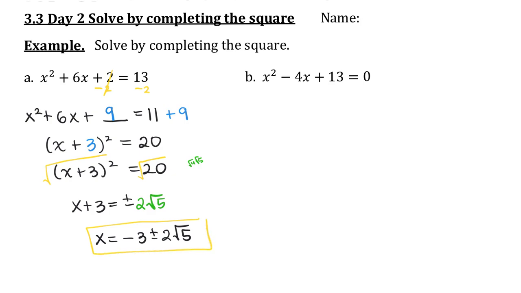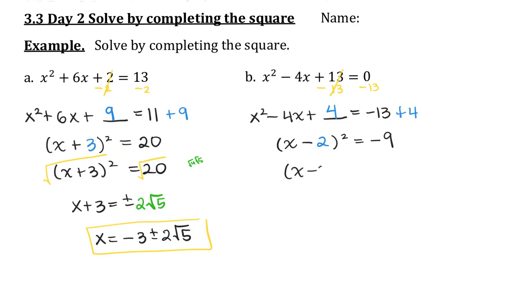Okay, let's look at B. X squared minus 4x plus 13 equals 0. Okay, I still want to solve by completing the square, but the same problem, there's that 13 in the way. So I'm going to cancel the 13 over to the other side to make space for my completing of the square. Zero minus 13 is negative 13. Okay, now I can go ahead and complete the square. 4 divided by 2 is 2. 2 times 2, this must be 4. Add it left, add it right. X minus, what number? 2 squared equals negative 13 plus 4 is negative 9.